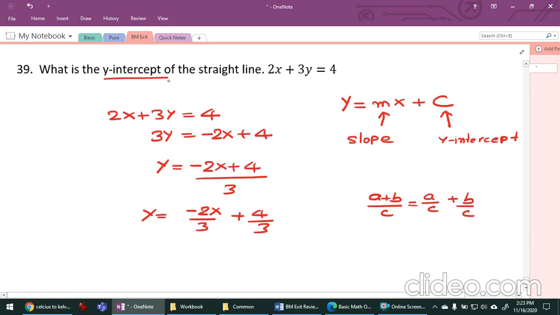Now what do we want? The y-intercept. The last number is the y-intercept. So what is the y-intercept here? 4 by 3. So y-intercept equal to 4 by 3.